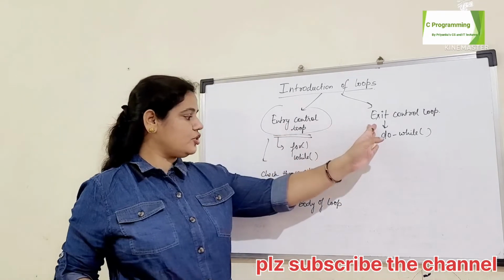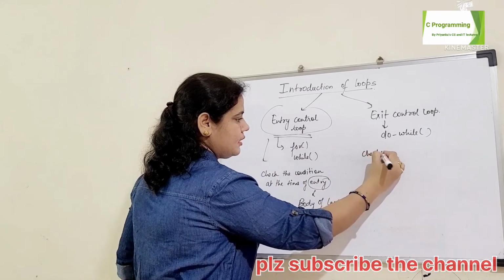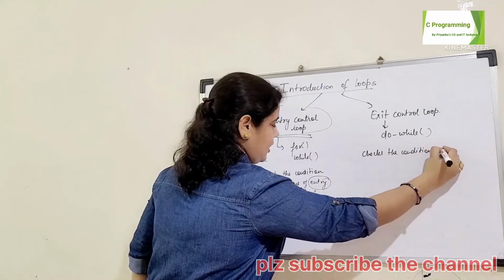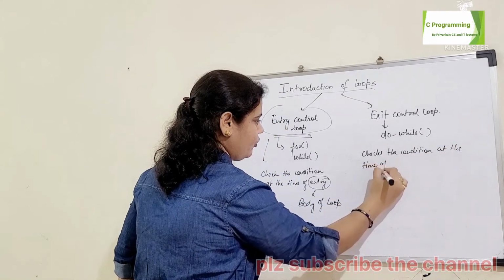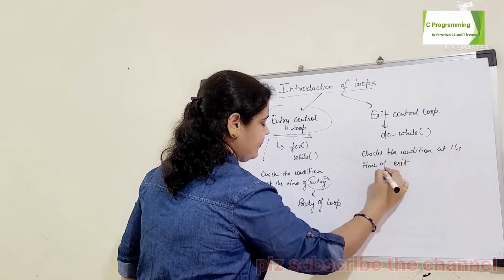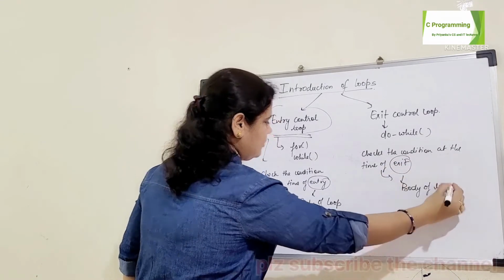And exit control loop is what? Which checks the condition at the time of exit from the body of loop.